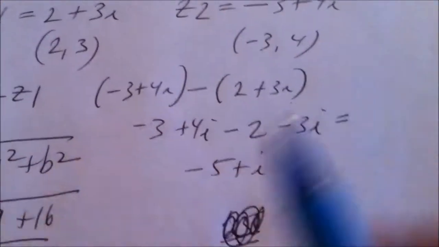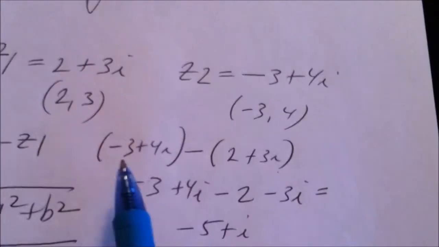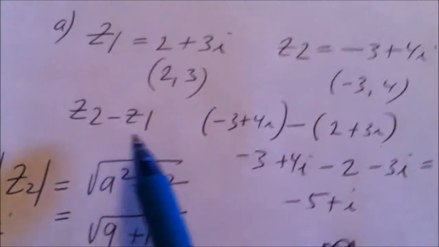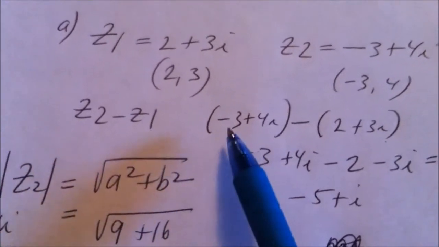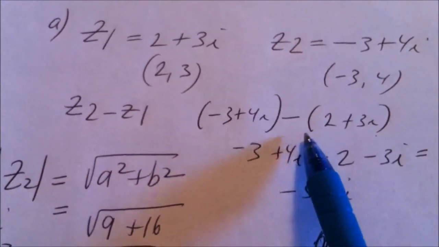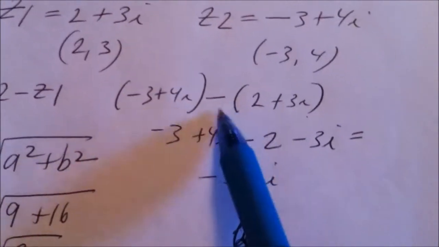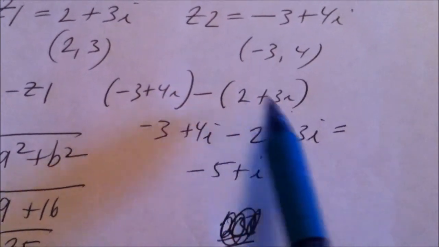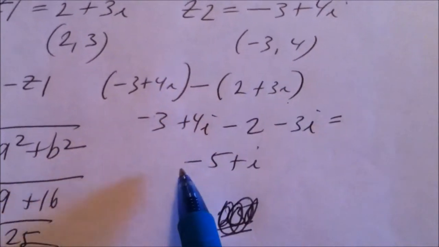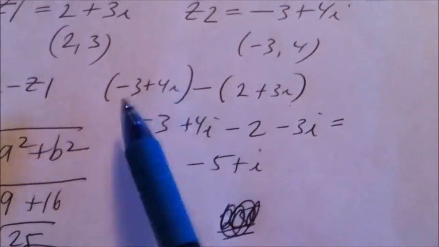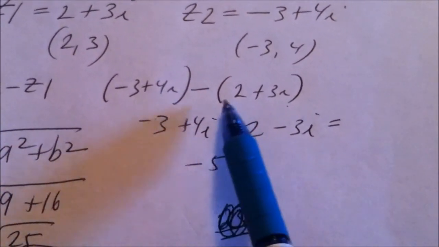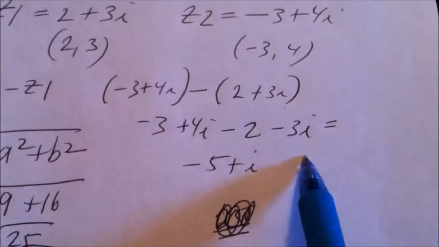The third part of that question was to find the difference of Z2 minus Z1. So this is Z2 minus Z1. These parentheses are extremely important because when you're subtracting both quantities, it's like you're distributing a negative 1. So these are soft parentheses. They're irrelevant. You just drop them. But this is going to be negative 2 minus 3i.